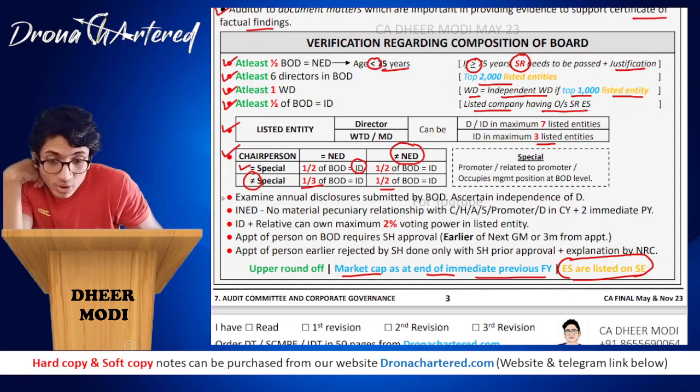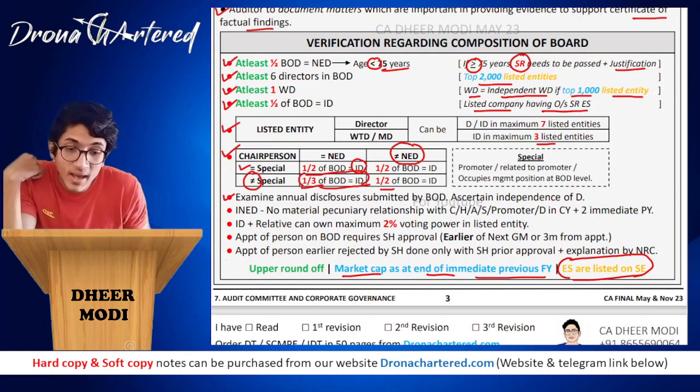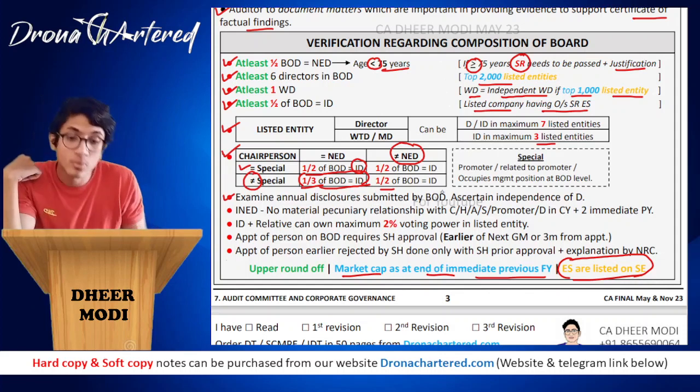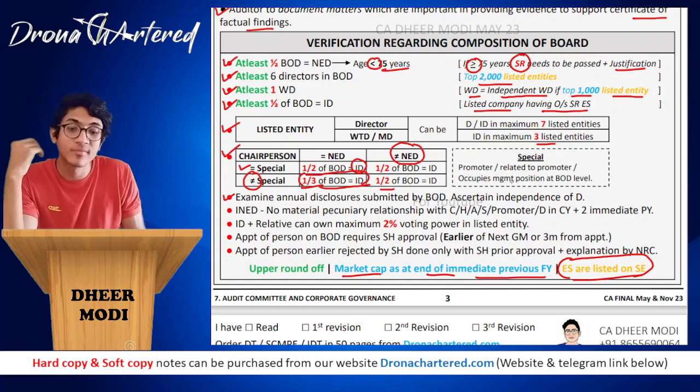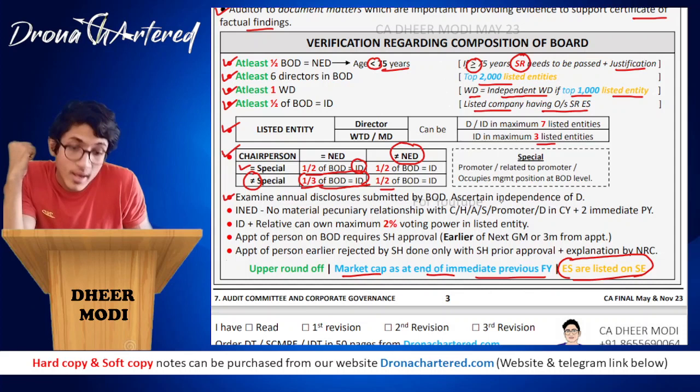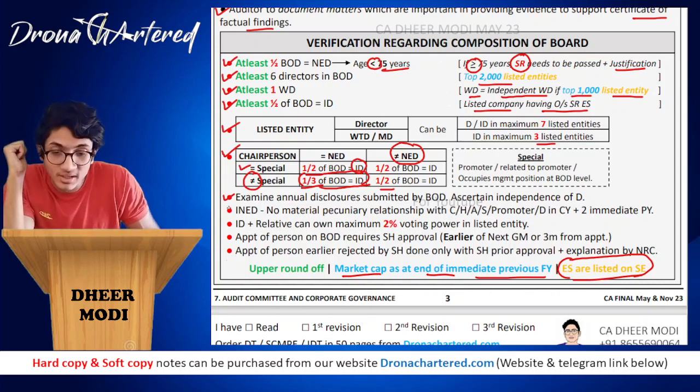Okay. Now coming to your next part. So basically you only have to remember that it is 1/3 over here. Everywhere else it is only half. Next is examine annual disclosure submitted by board of directors. So they have to check whether the disclosure submitted by board of directors is correct or not, and also have to check the independence of the director.